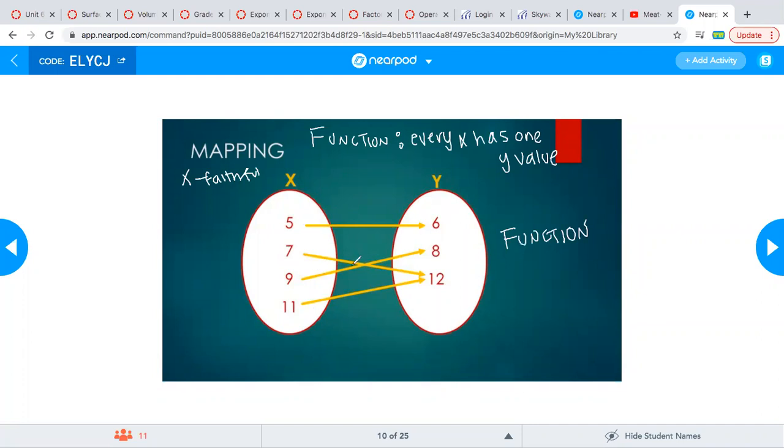So every x is still faithful. Every x has only one y. Now, if y is cheating, it doesn't matter. We're only looking at the x value, the input value. I would say this is the last one y'all have to draw. This is the last one. You just want a couple good examples.